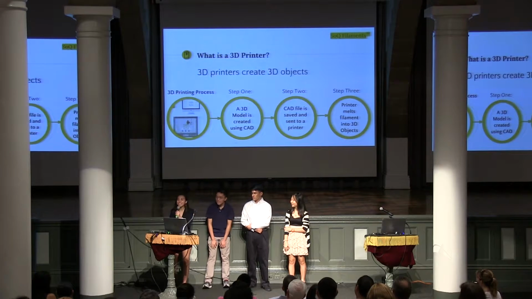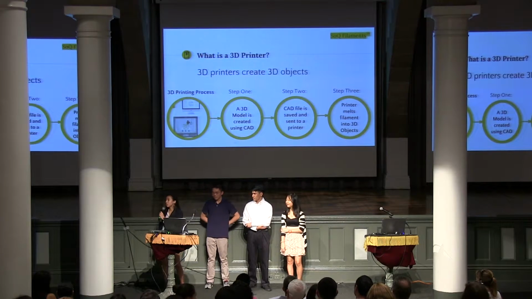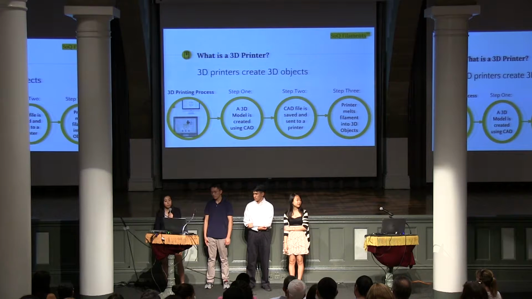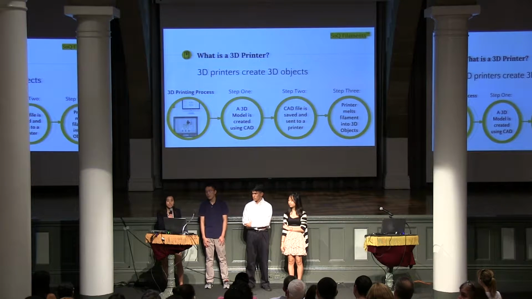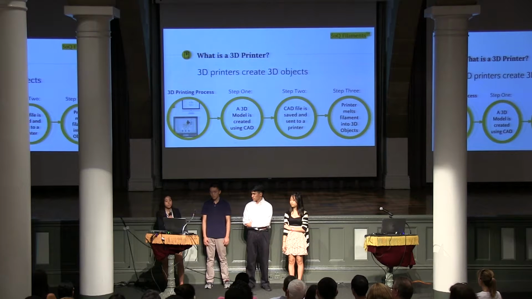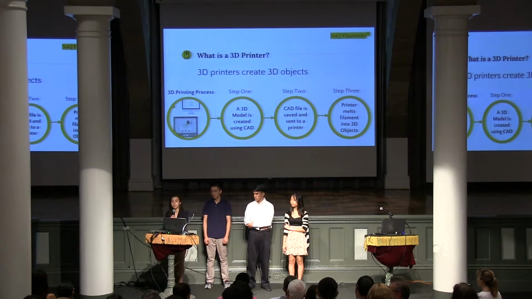So what is a 3D printer? 3D printers create 3D objects, as many of you have used before. The steps are: a 3D model is created by CAD, which stands for Computer-Aided Design software. This CAD model is then sent to a 3D printer, and the printer synthesizes that 3D object by melting the filament into successive layers.